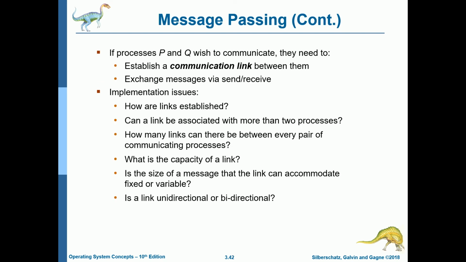Now suppose we have two processes P and Q that want to communicate. They must send messages to and receive messages from each other via a communication link. Now we have to consider, what are the issues with implementing something like this? So how are the links established? Can a link be associated with two or more processes? How many links can there be between every pair of communicating processes? What is the capacity of the link? Is the size of the message that the link can accommodate fixed or variable? And is a link unidirectional or bidirectional?